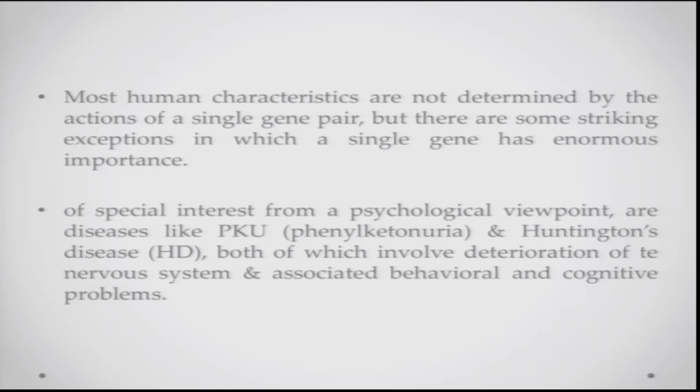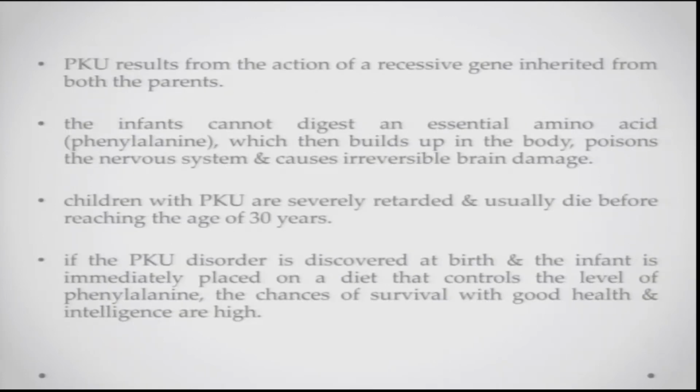Now, most human characteristics are not determined by the action of a single gene pair, but there are some striking exceptions. As I was saying, single genes can affect something. So, of special interest from the psychological viewpoint are diseases like phenylketonuria and Huntington's disease, both of which involve deterioration of the nervous system and are also linked with associated behavioral and cognitive problems. Let's talk about these diseases a little bit.